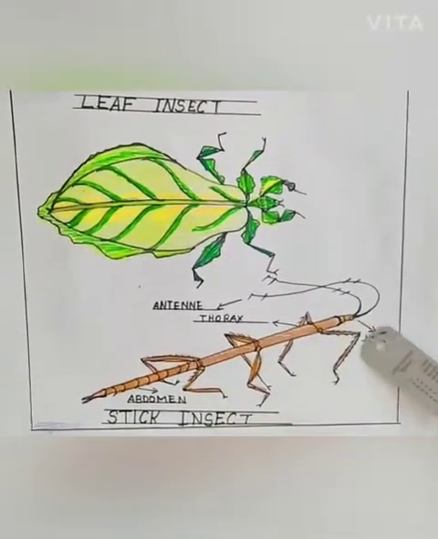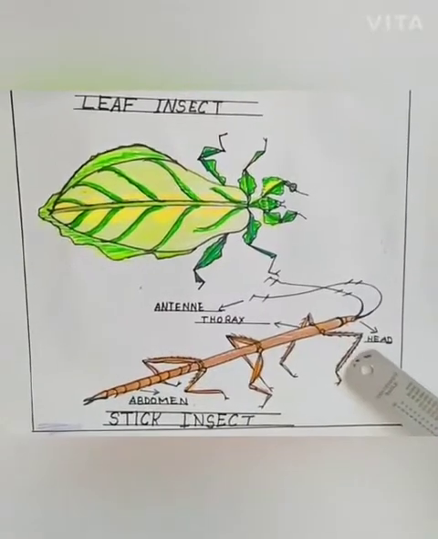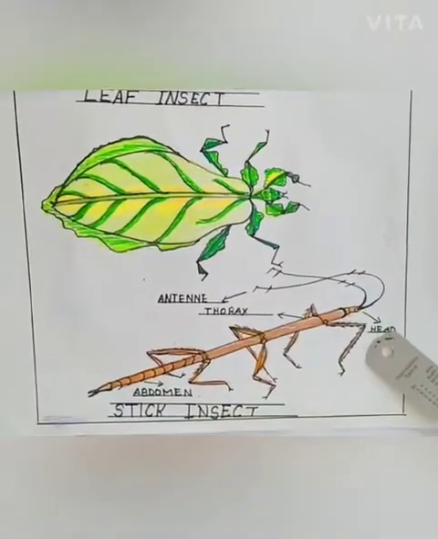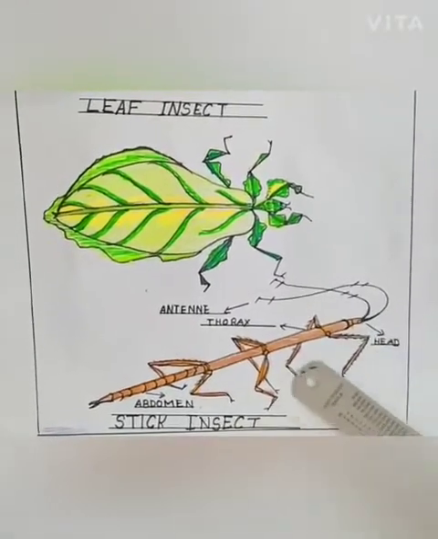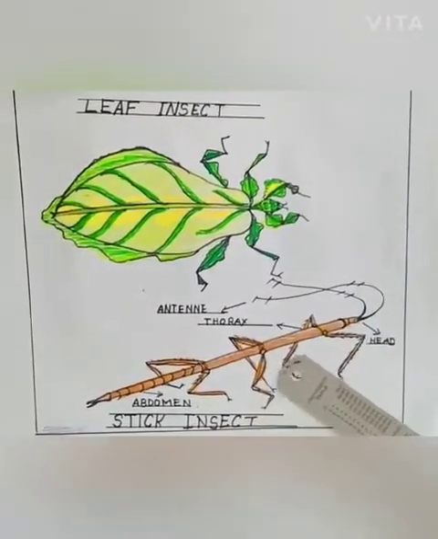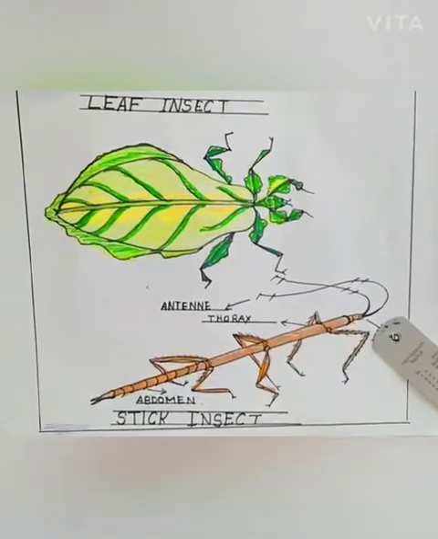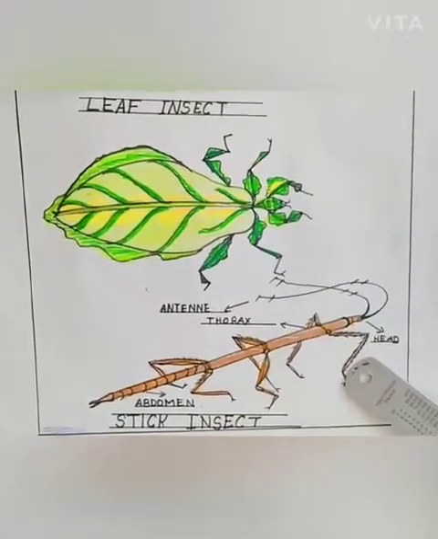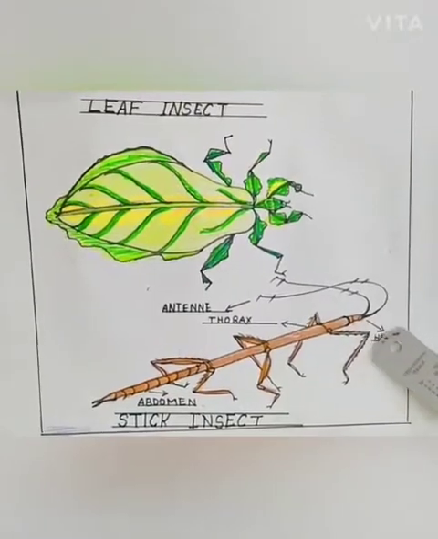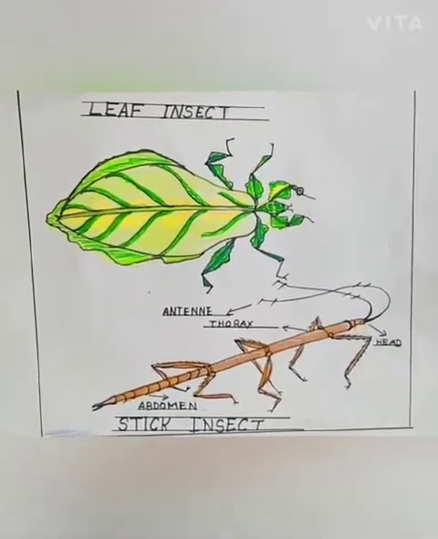In the same way, the stick insect resembles a stick, and when it is sitting on a branch of a tree or a plant, it resembles the stick itself and cannot be spotted easily by its predator. Now we know that these two insects are the best examples of camouflaging. Now we come to the temperate forest.